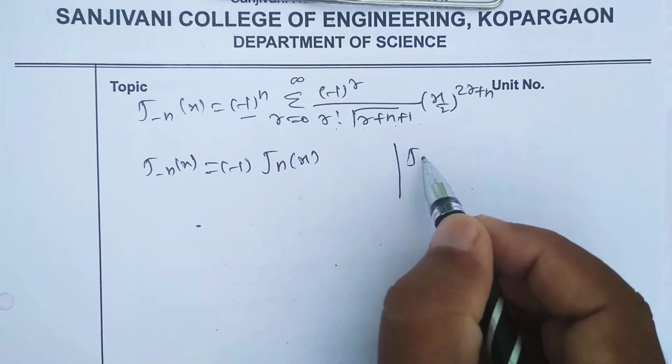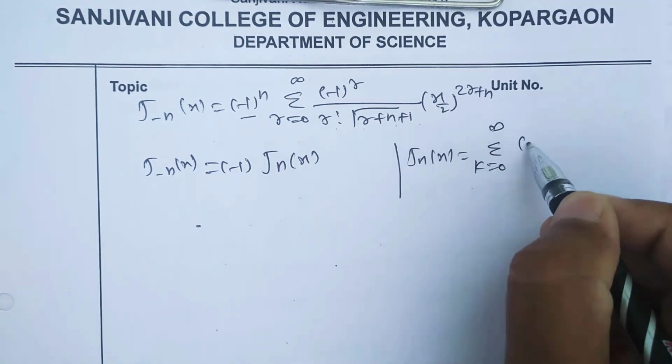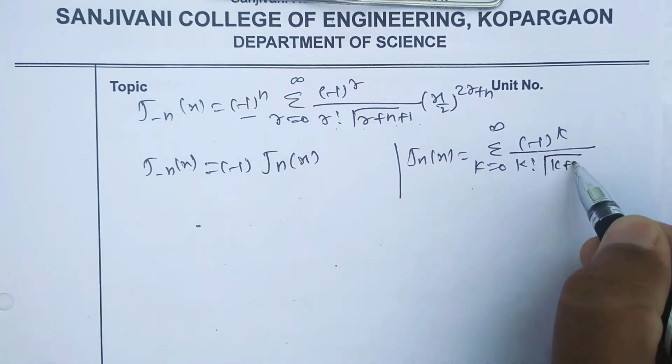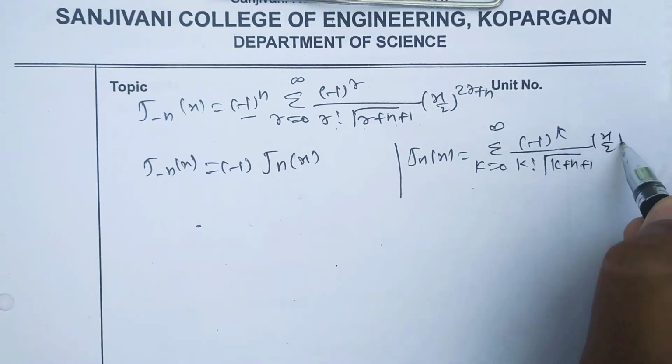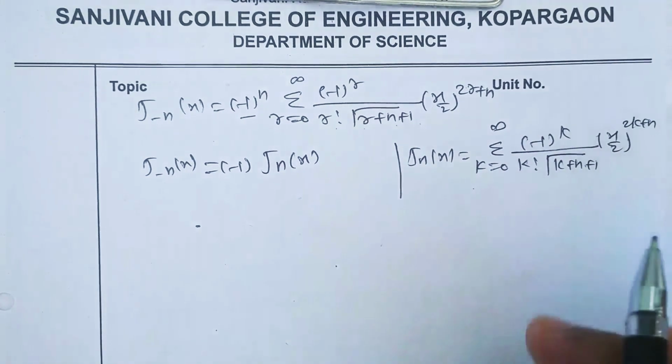Because we know that the value of Jn of x is the summation k varies from 0 to infinity, minus 1 raised to k upon k factorial gamma of k plus n plus 1, x by 2 raised to 2k plus n. This is the value of Jn of x.